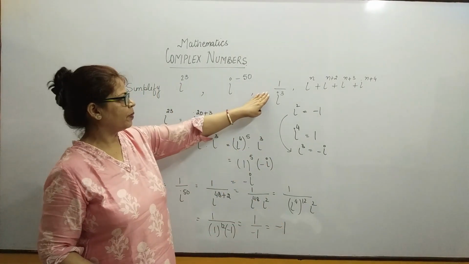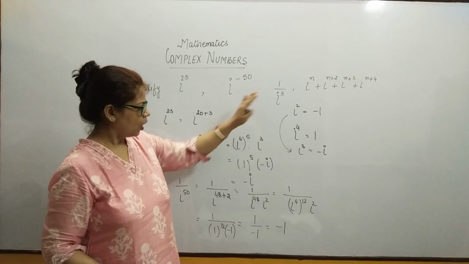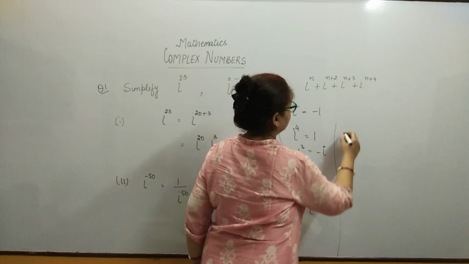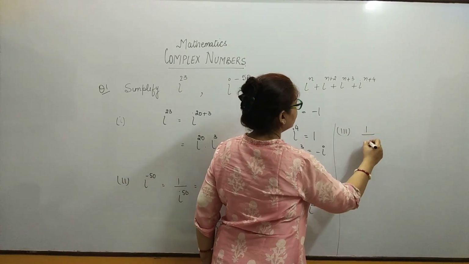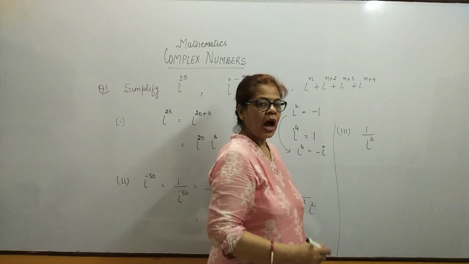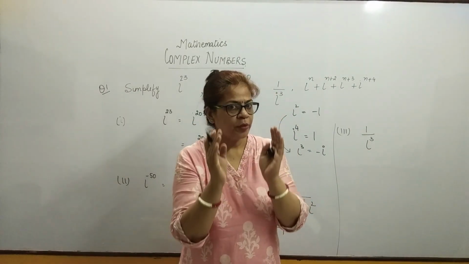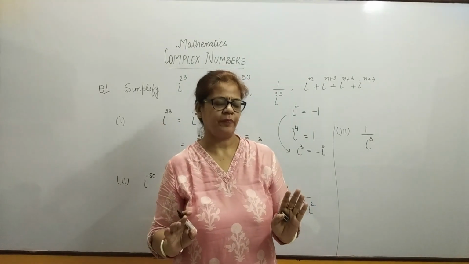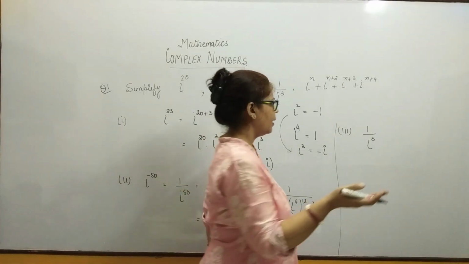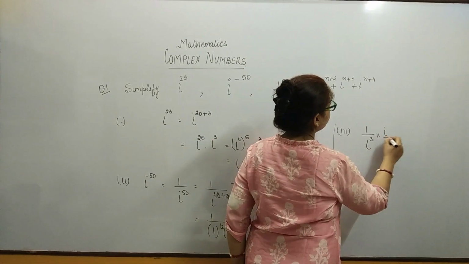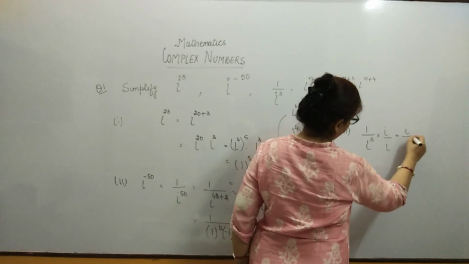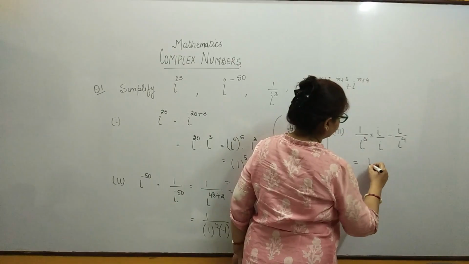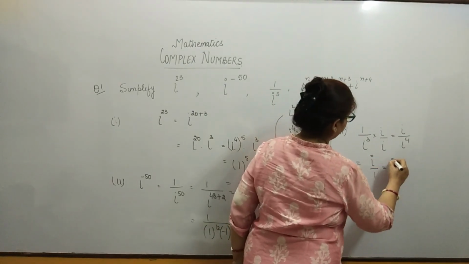Now the third part, 1 upon i cube. 1 upon i cube. Look, this is actually very simple. i cube cannot be split in powers of 4. Power of 4 में हम इसे split नहीं कर सकते. I have 2 methods. एक मेथड आपके पास ये है, आप i से ऊपर नीचे मल्टीप्लाई कर लीजिए. i upon i to the power 4. i to the power 4 is 1. So your answer is only i.